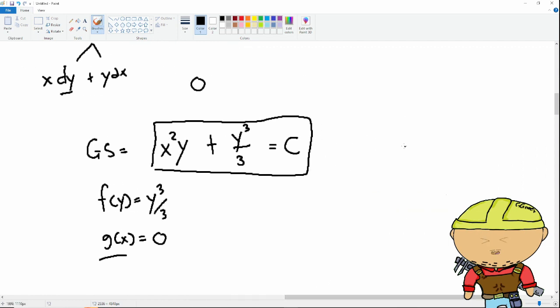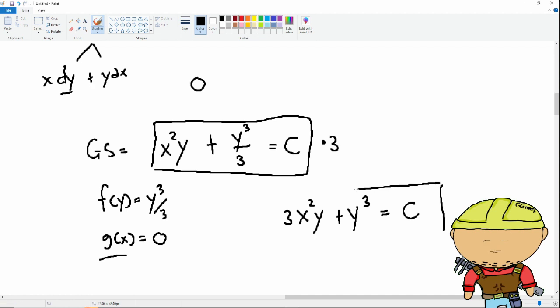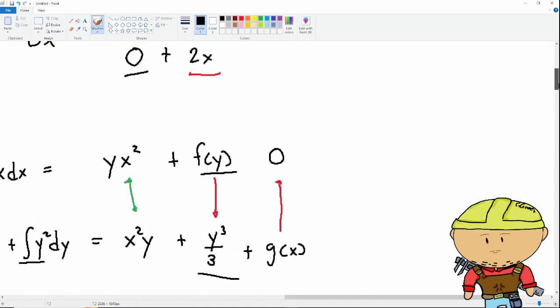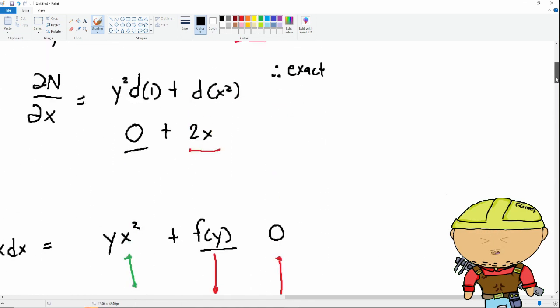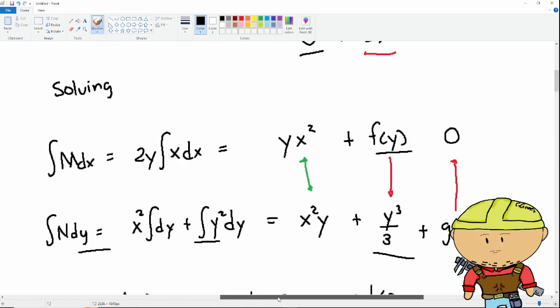We could simplify it by multiplying the equation by 3. x squared y times 3 plus y cube is equal to c. This is now our simplified general solution. We're gonna do it again.